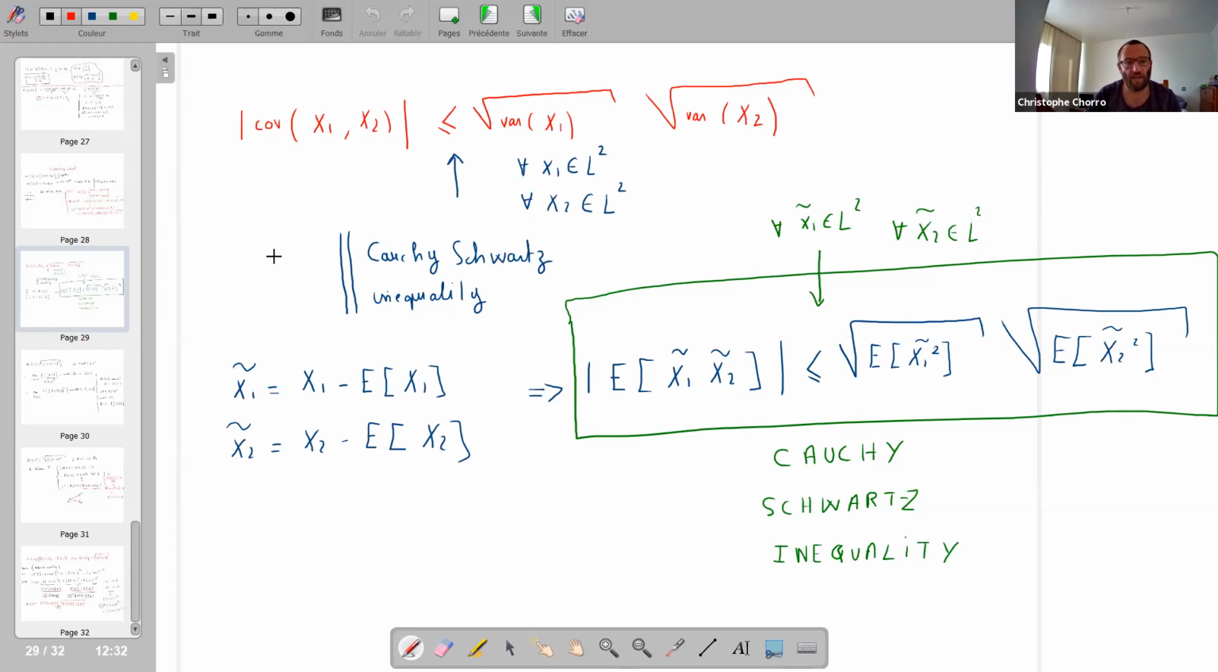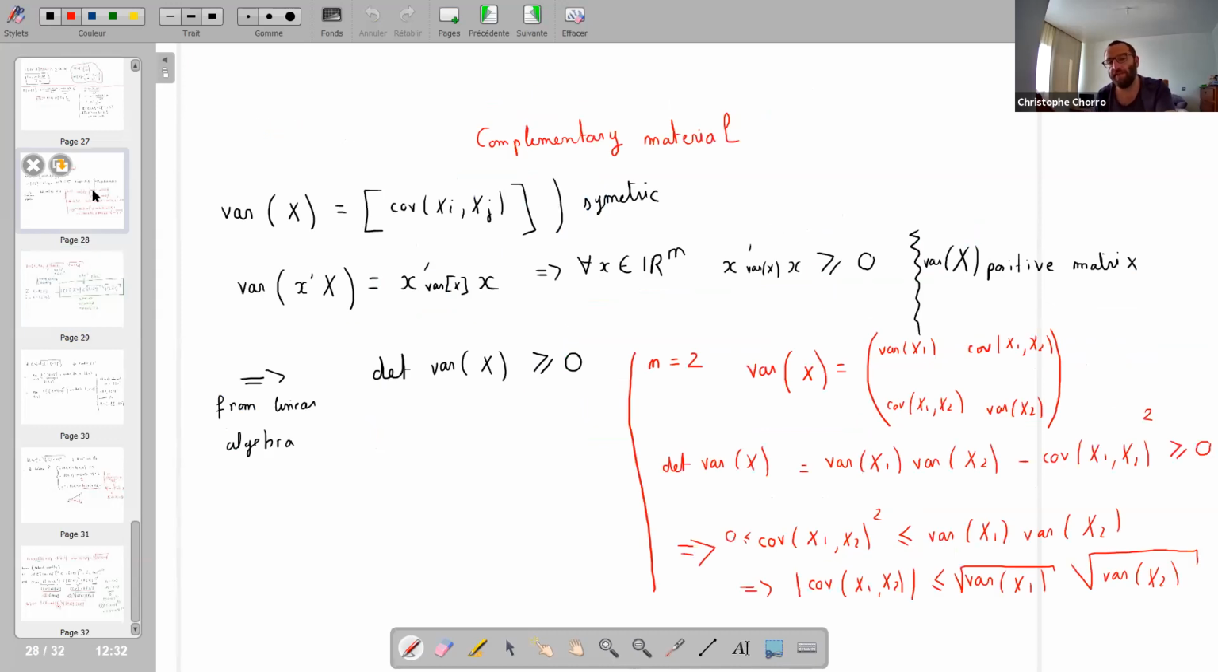So if I summarize, why this complementary material? This complementary material because we have dealt in this lesson with the variance-covariance matrix, proving that this matrix has some property: that it is symmetric because the covariance is symmetric, and that it is positive in the sense of the matrix because I have this inequality here.